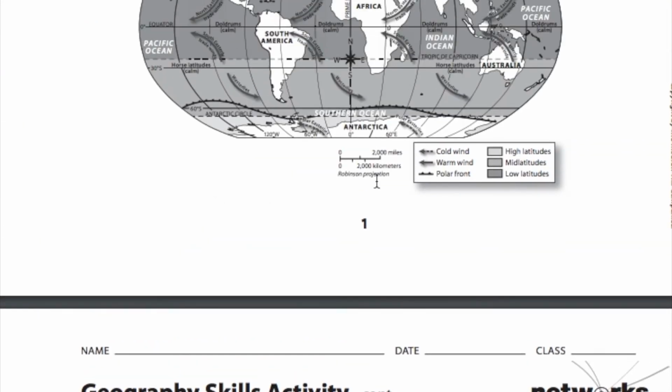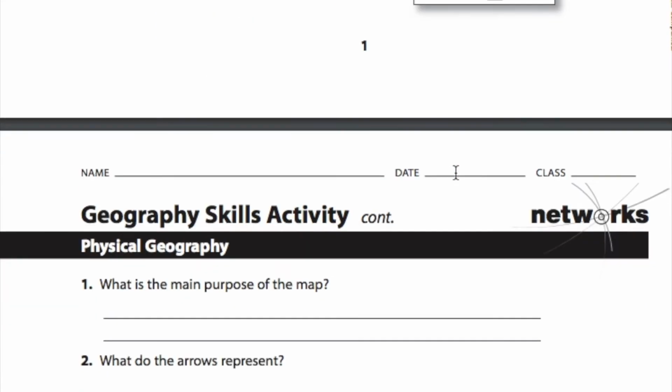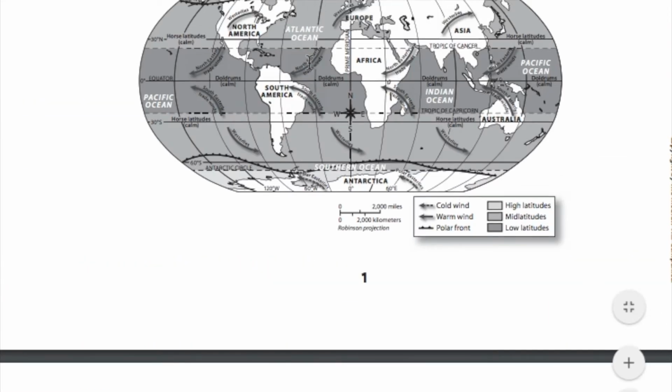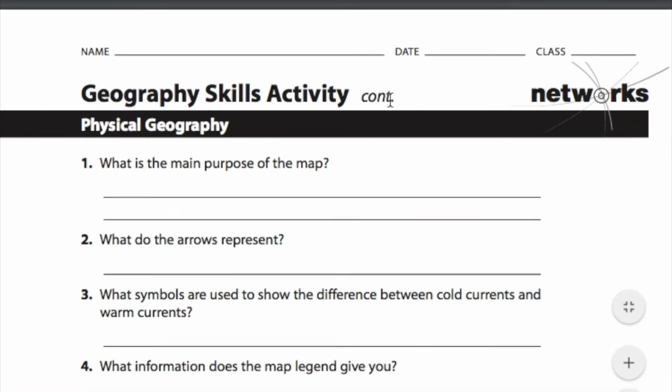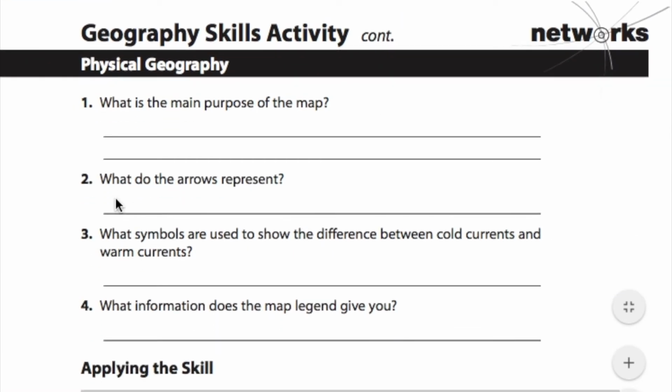Number two, what do the arrows represent? Well, if I go to the key, the arrows represent the types of wind. Cold wind, warm wind. And they demonstrate the direction. So not only the type of wind, but the direction of the wind. Arrows represent the type of wind and the wind currents, so the direction of the wind currents.